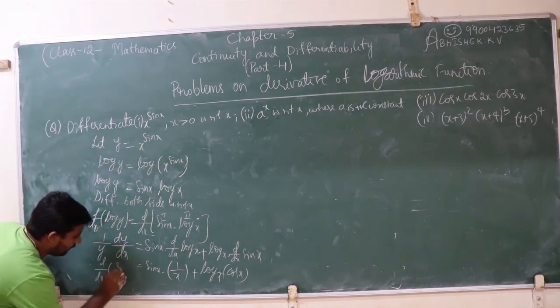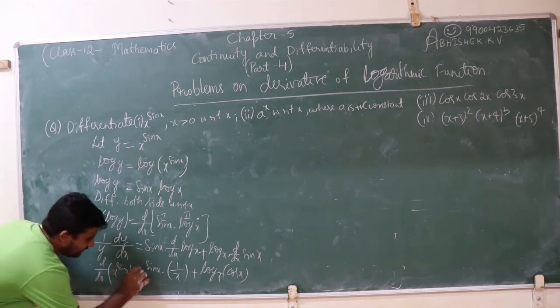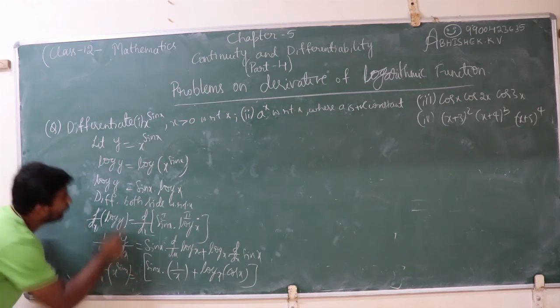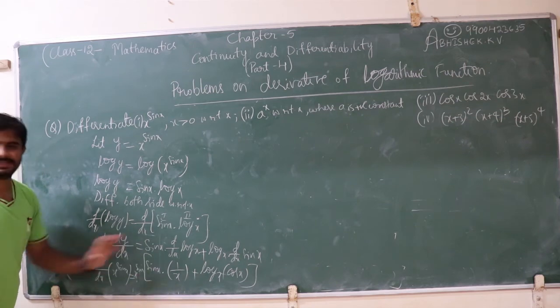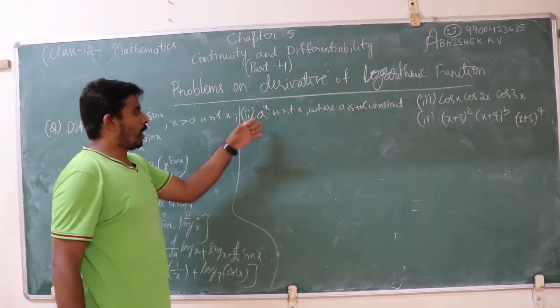Therefore, d by dx of y, that is x to the power of sin x, is equal to y into this expression. You should replace this y: what is y? x to the power of sin x. This is the answer. Then consider the second problem.